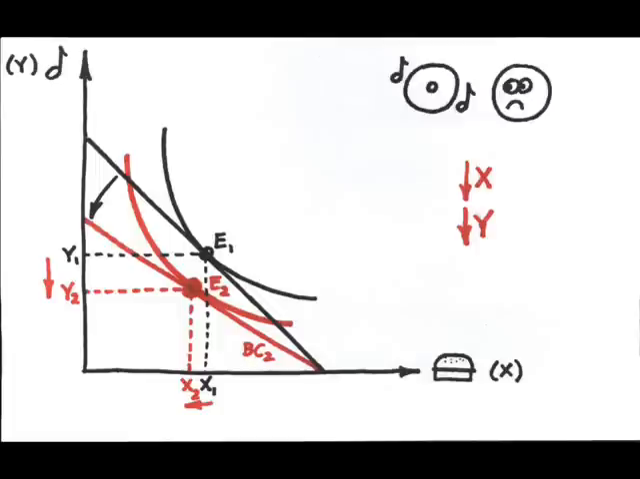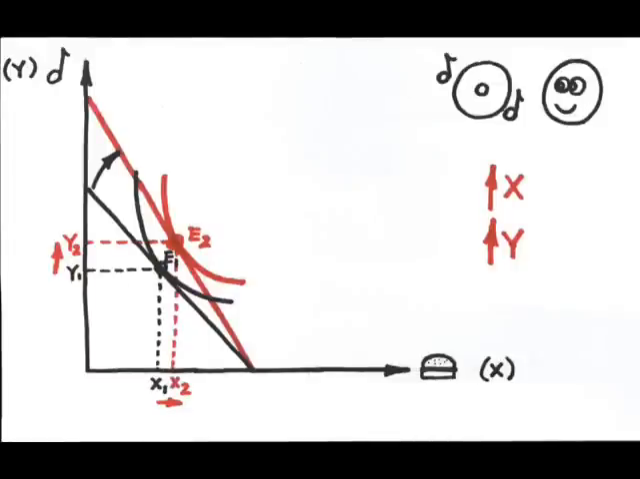And lastly, scenario number 6, as CDs get cheaper, what's the result? Because the cheaper CDs increase the purchasing power of the consumer's income, this is going to allow him or her to purchase more of both products.